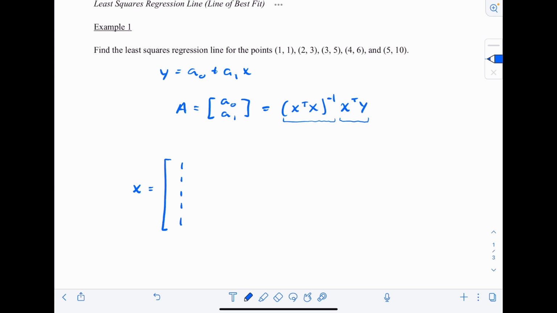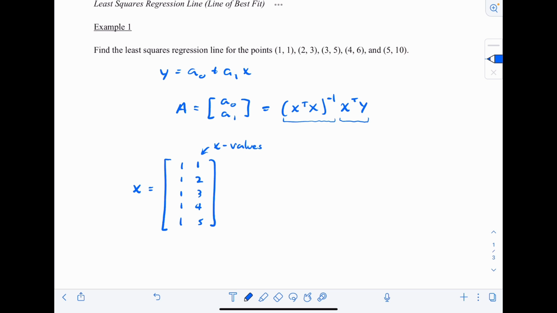Now, the key here is we do have to keep these in order. Not necessarily in order within this matrix, but when we create our second matrix, order of the points is important. So in this case, if I go in the order listed, the x values are 1, 2, 3, 4, and 5. So that's the first matrix: a column of ones, and a column of your x values.